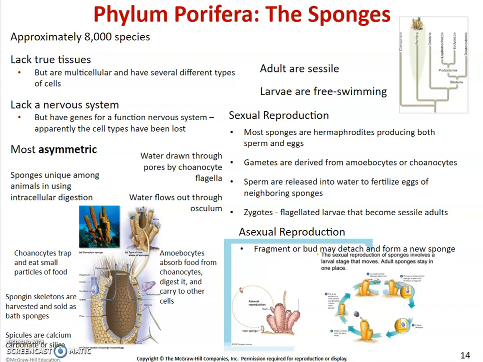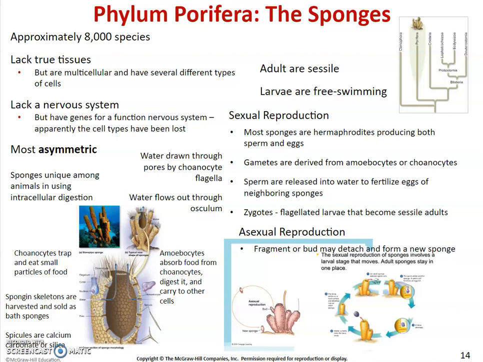So one of the first phyla we're going to look at are the Porifera, which are sponges. And sponges, if you recall, lack tissues. They have no true tissues, but they are multicellular. They are actually made up of multiple different types of cells, like choanocytes and amoebocytes, and these cells work together. So they're multicellular organisms, but they don't have any tissues. They also lack a nervous system. They do have genes, but they don't have nervous tissue.